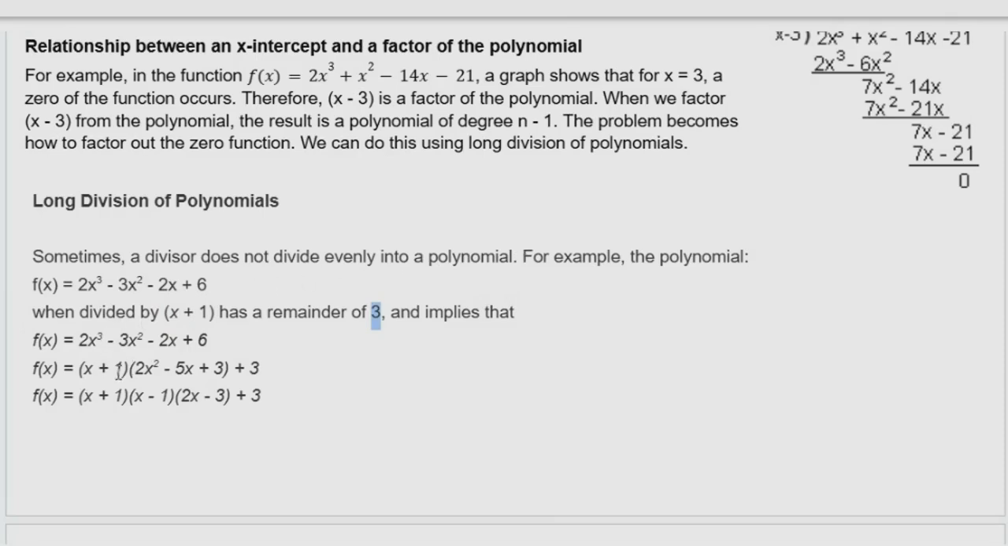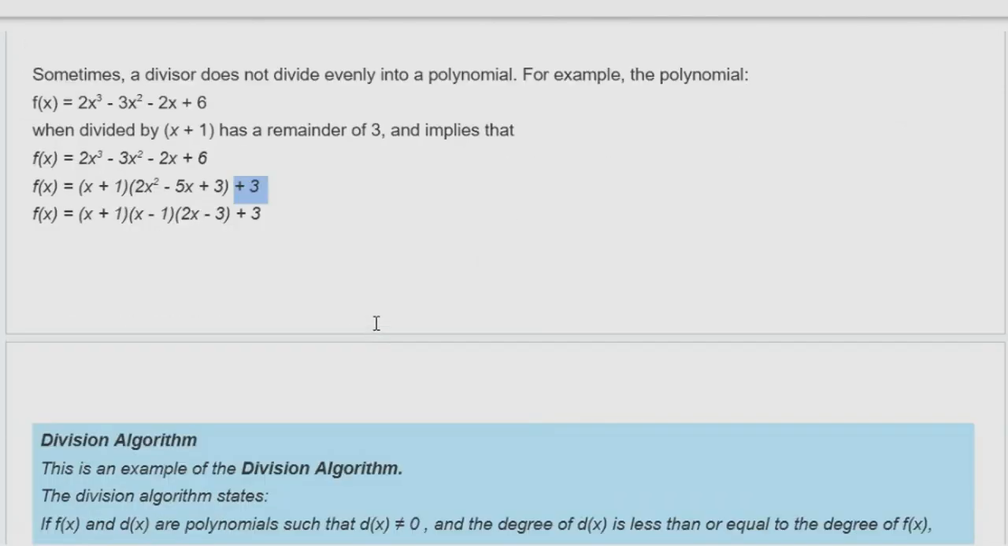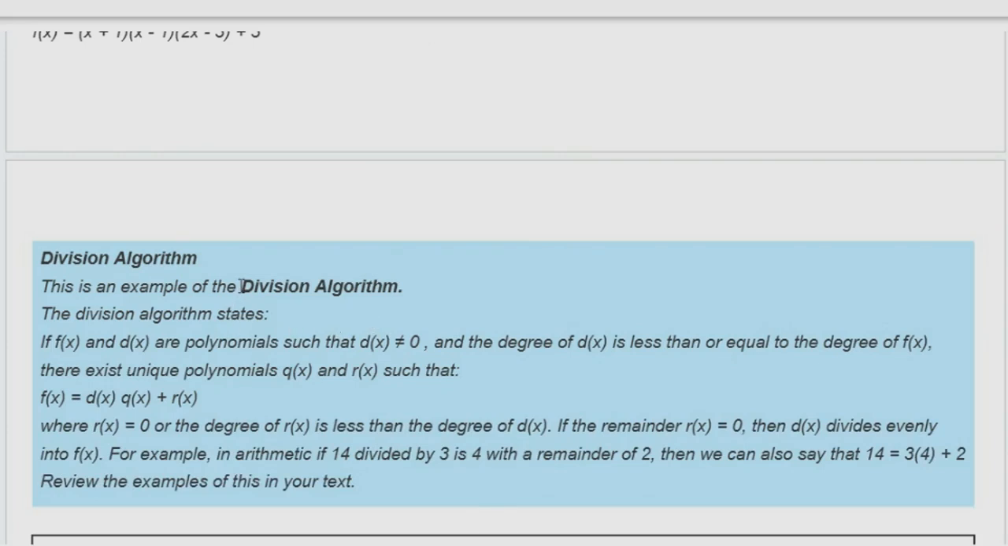So that means x plus 1 times 2x squared minus 5x plus 3, which is what you get from the division, plus a 3. We got an extra 3 at the end of that. So this is an example of the division algorithm. It states if f of x and d of x are polynomials, so that d of x is not equal to 0, we're not dividing by 0, right? The degree of d of x is less than or equal to the degree of f of x.